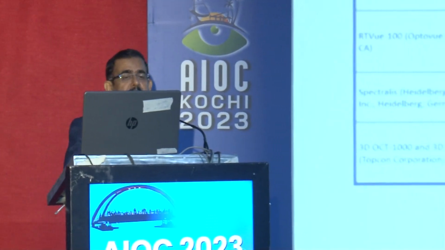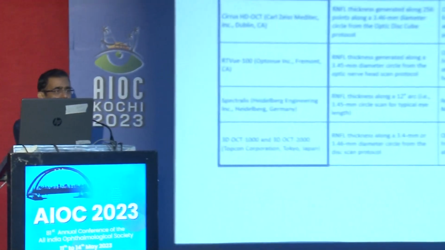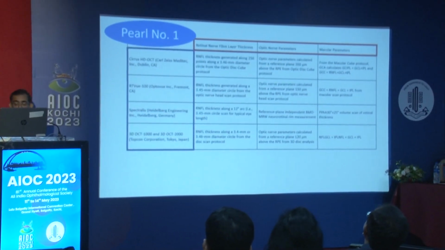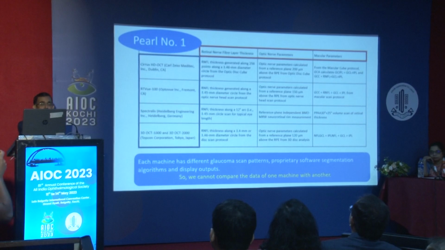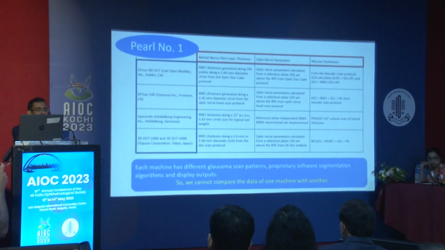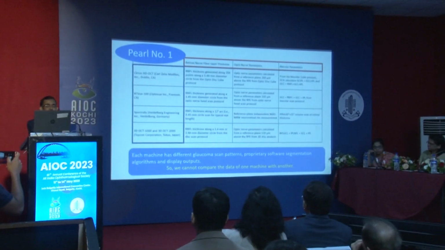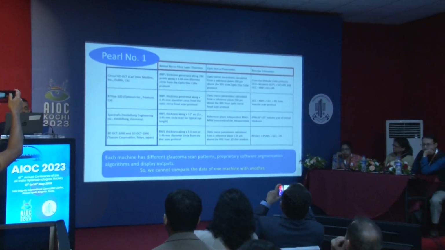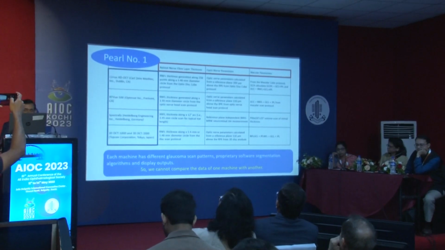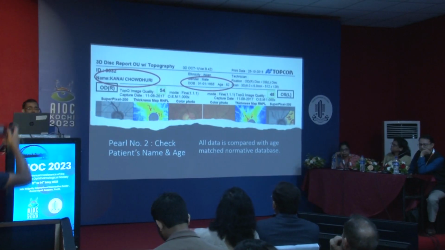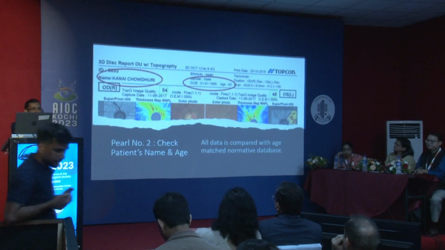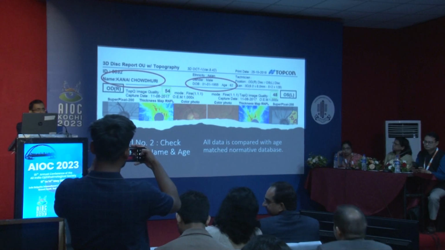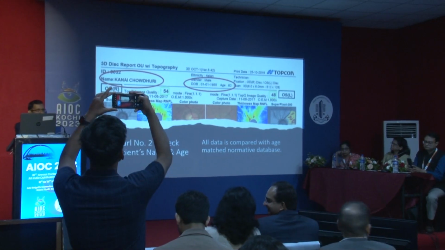We have to remember that there are basically 4 different manufacturers of the spectral domain OCT, and we study 3 different parameters for glaucoma. The most important thing to remember is that each machine has different scan patterns, software segmentation algorithms, and display outputs. So we cannot compare the data of one machine with another. First of all, we must check the patient's name and age to identify, and then all data is compared with an age-matched normative database and color coded accordingly.